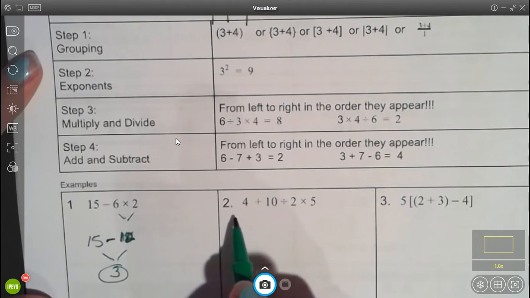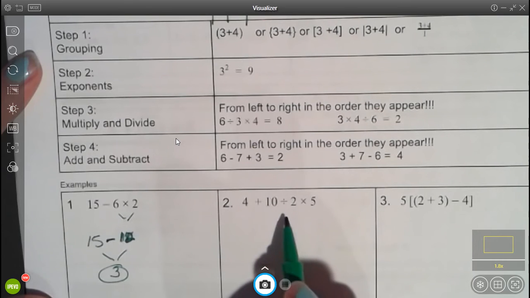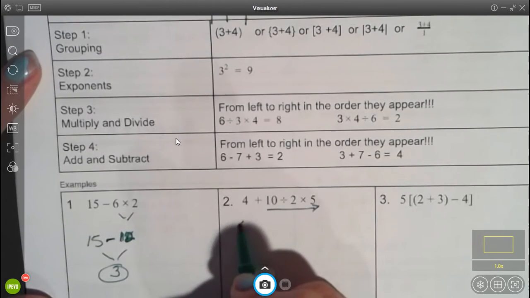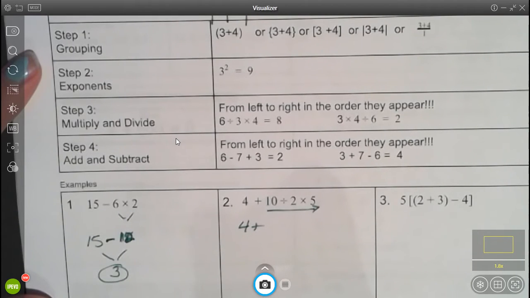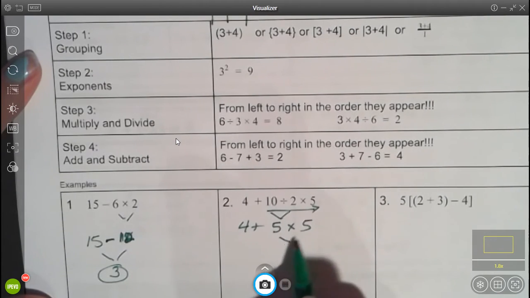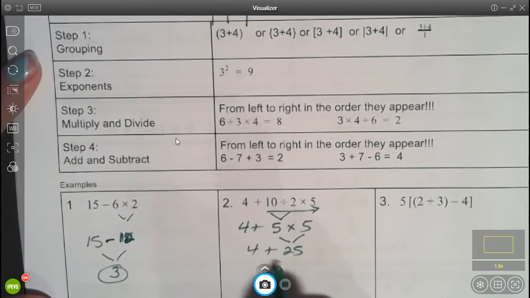Okay, here I'm going to work across. There's no grouping, there's no exponents, so I'm going to start here and work across here. The adding and subtracting always goes last. 10 divided by 2 is 5. 5 times 5 is 25. And finally, I add that 4 on.